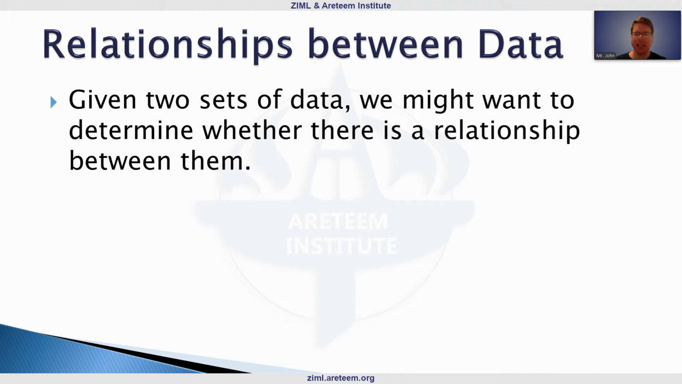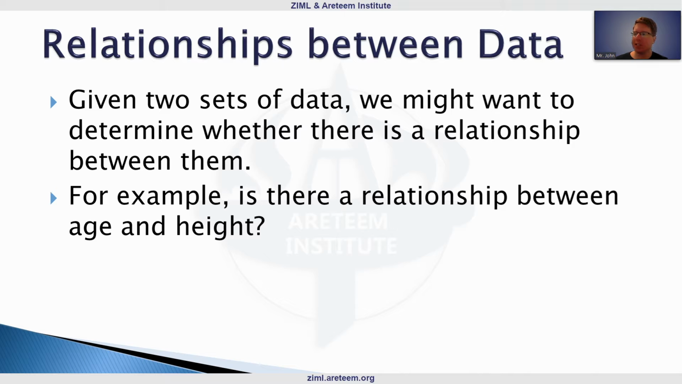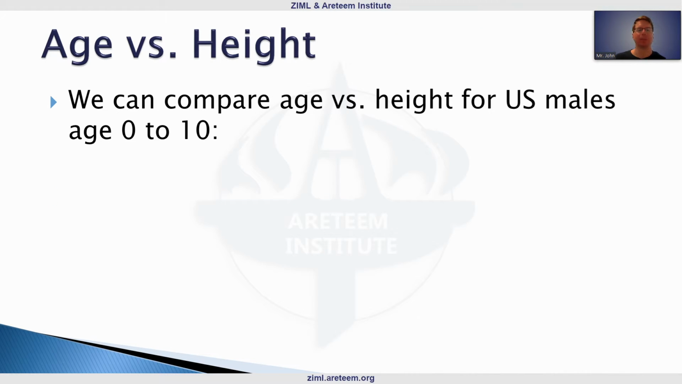As an example, suppose we want to ask the question, is there a relationship between age and height? This is a pretty simple example, but we see these quantities and we want to ask about a relationship between them. At the moment, this is a pretty vague question, so let's look at some data and see what details we might want to include.